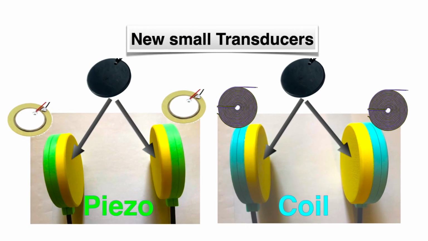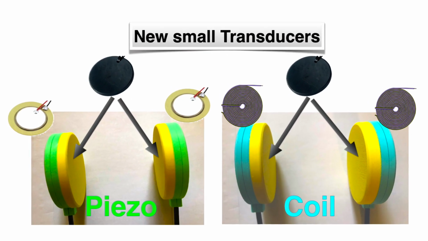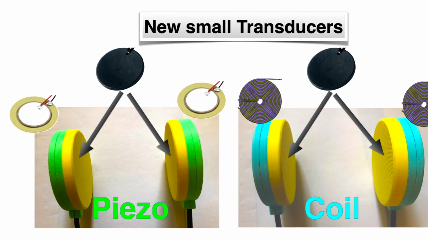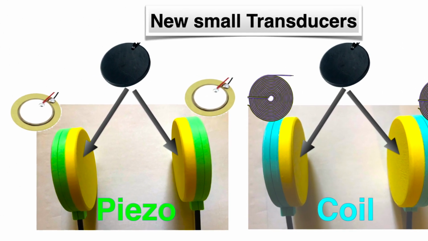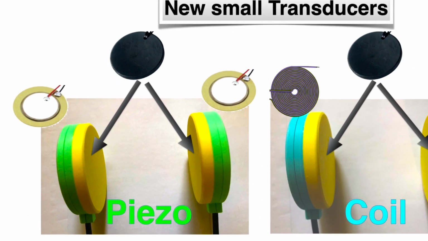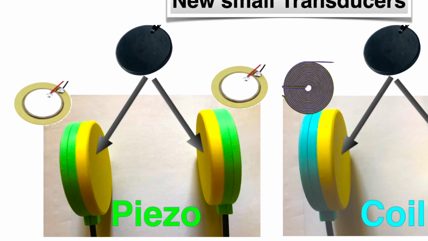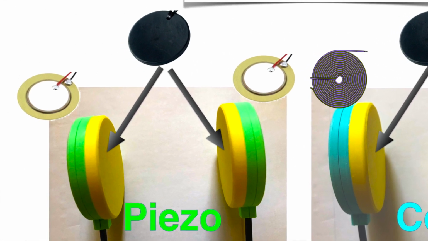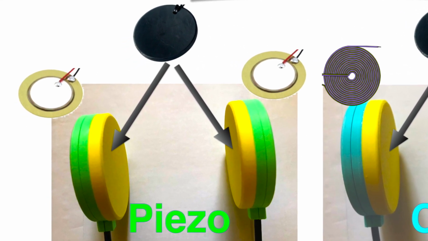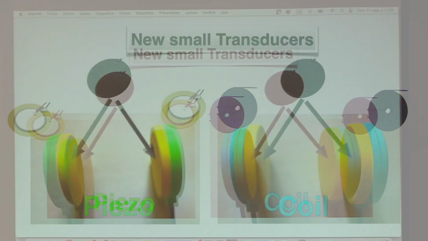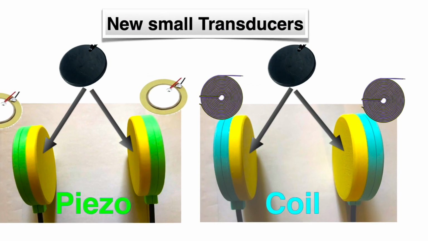Now, about the latest piezo and coil device that we have designed. In one side there is a piezo, and piezo, as I explained, is a property of the crystals. So this crystal which is inside is moving according to the frequency that we are sending. And the other one is a coil.